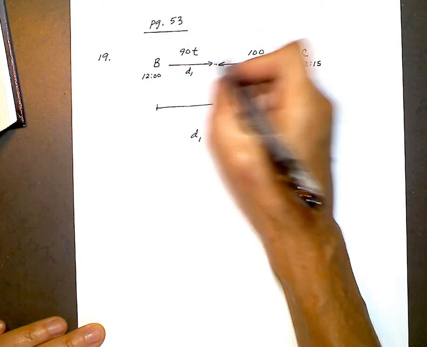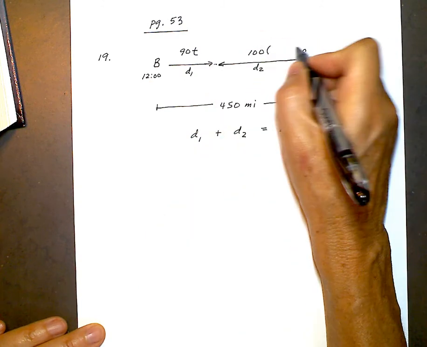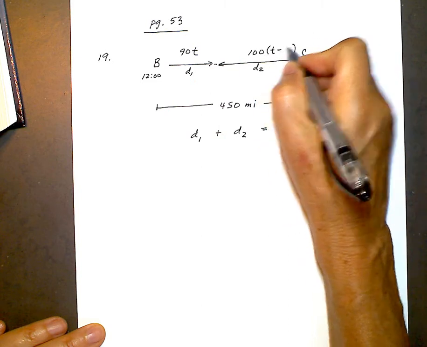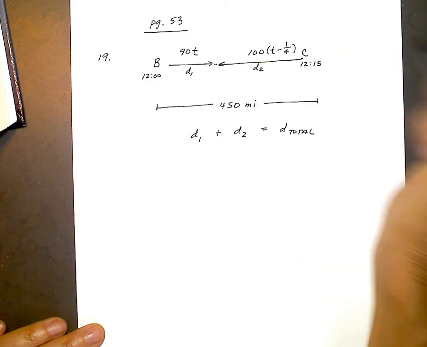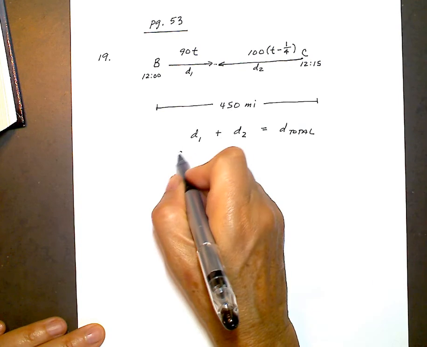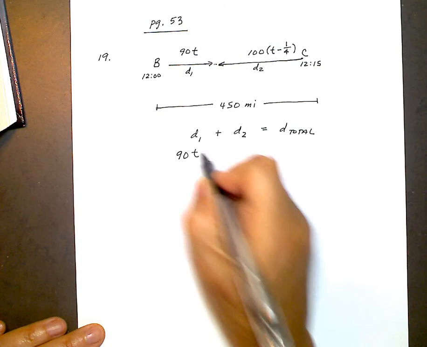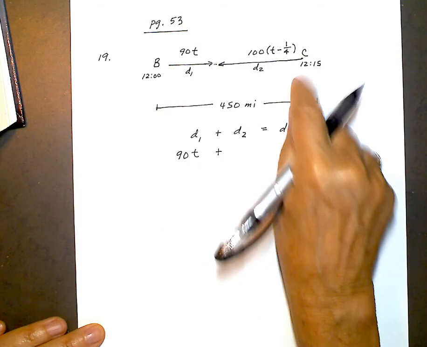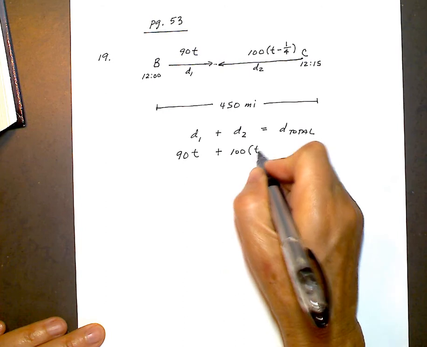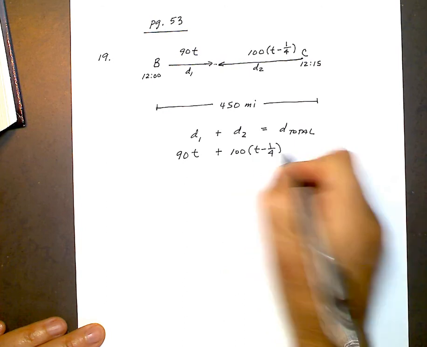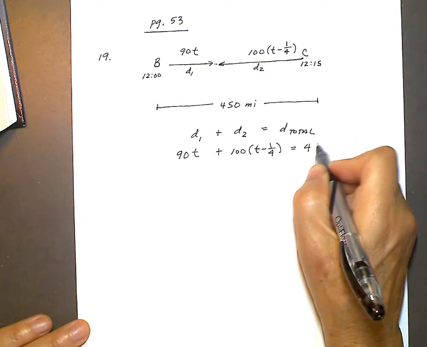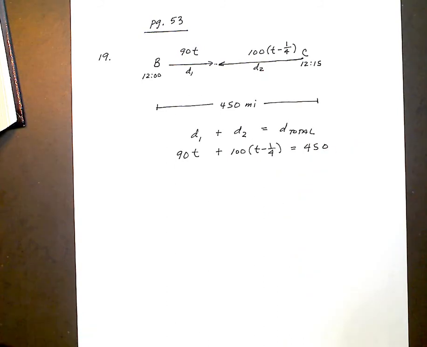Whatever time this travels, this goes 15 minutes less. So this travels for t minus 1/4 of an hour, which is what 15 minutes is. So the train leaving Brighton has a distance of 90t, and the train leaving Cogsville has a distance of 100 times (t minus 1/4), and the total distance traveled then is 450 miles.